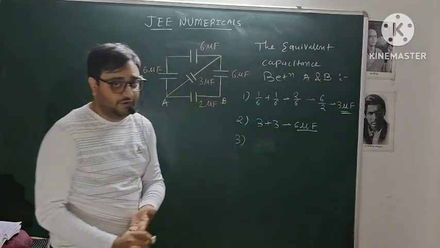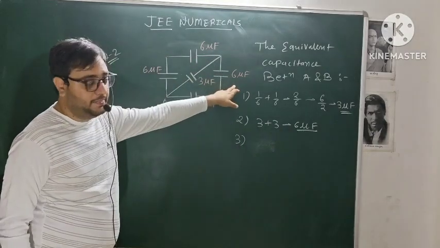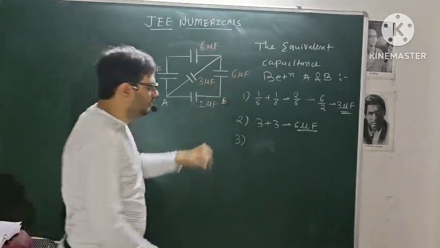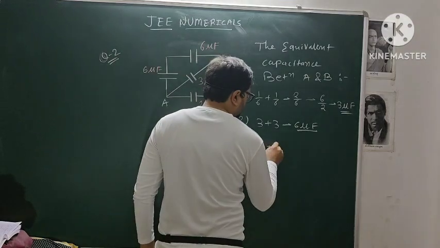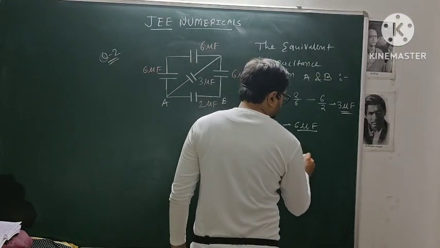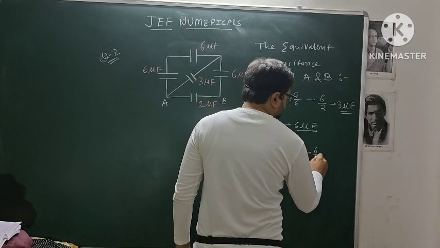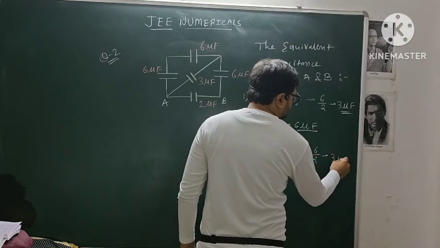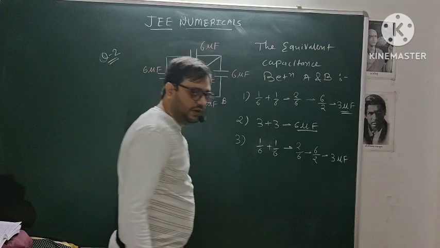Okay, for parallel connection we can write, that is 1 upon C again, and 1 upon C1 plus 1 upon C2. So here you can write 1 upon 6 plus 1 upon 6. So again it will come 2 by 6, and reciprocal is 6 by 2, that is 3 microfarad, right?